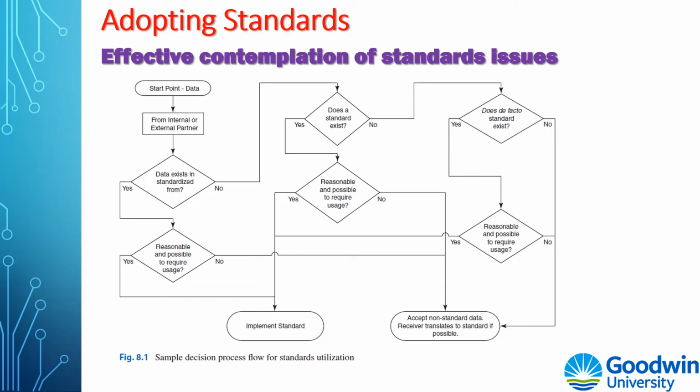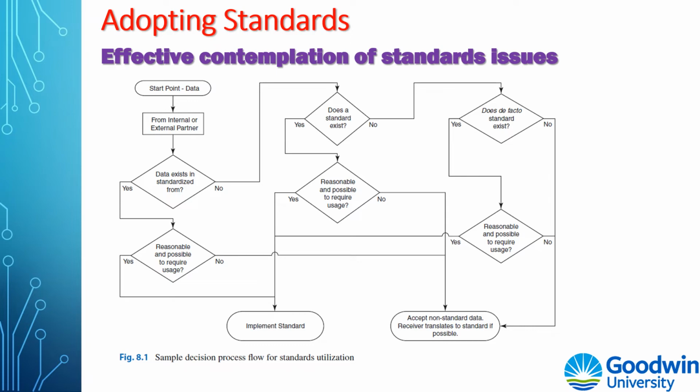So the effective contemplation of a standards issue, this is kind of how you work in a decision process flow for standardized utilization. This is in your book. It's a very simplistic one, but it's a good one. So you're really starting with the data from an internal or external partner. Data exists in a standardized form. If you say yes, then it's reasonably postured to require usage. You can say yes, and then you can implement the standard. It goes right over there.